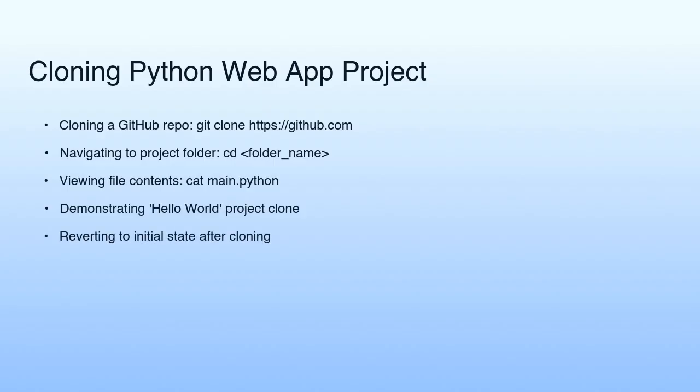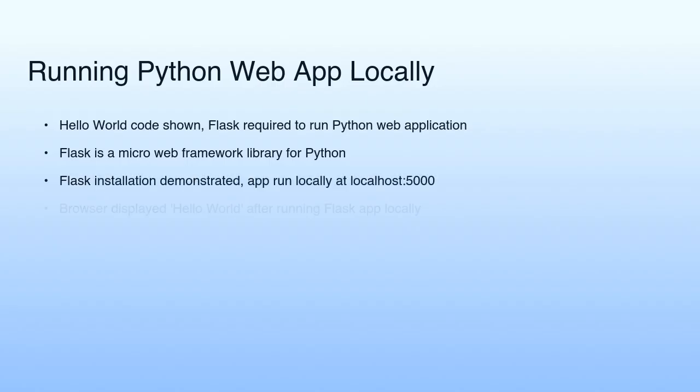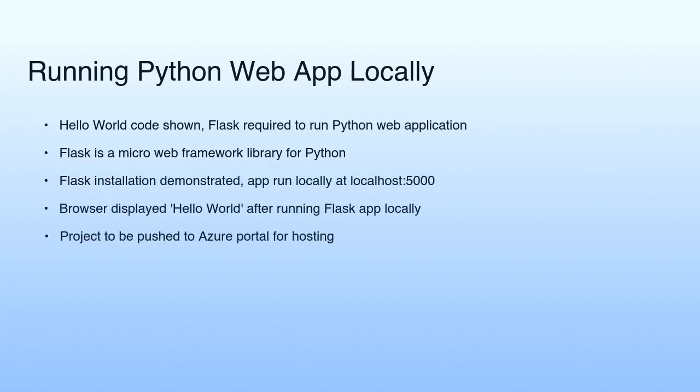analyzing key components concisely. A GitHub repo containing a Hello World Python web app project is cloned, and the project folder is navigated to, with the file contents being viewed, demonstrating the initial state after cloning.